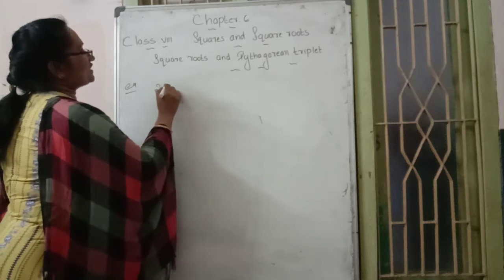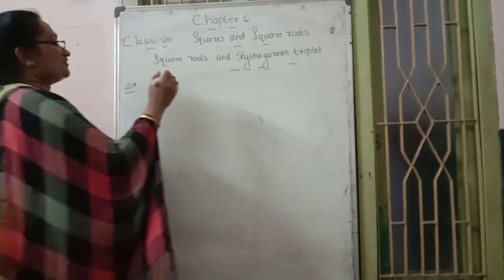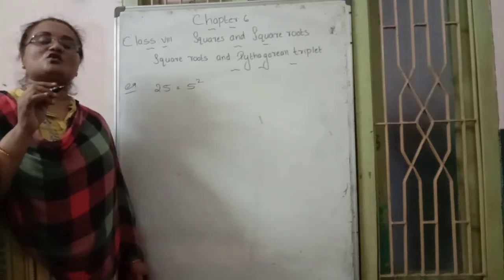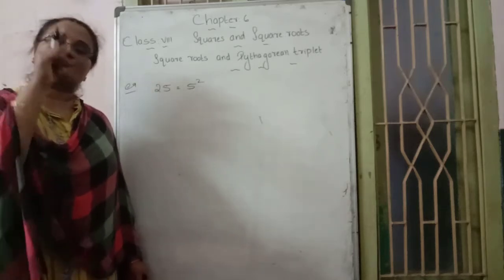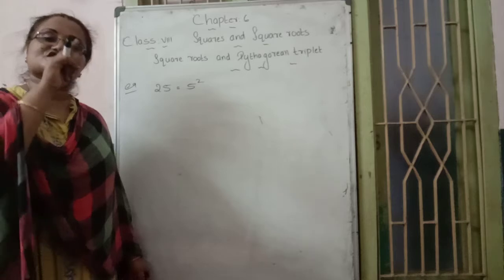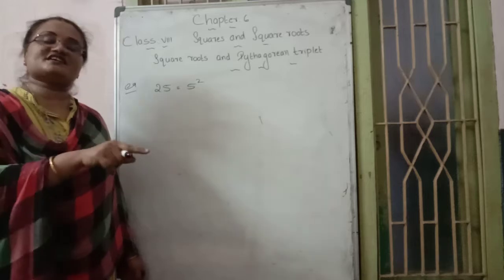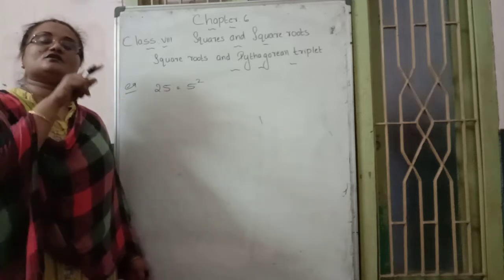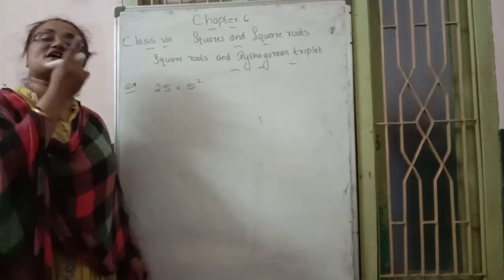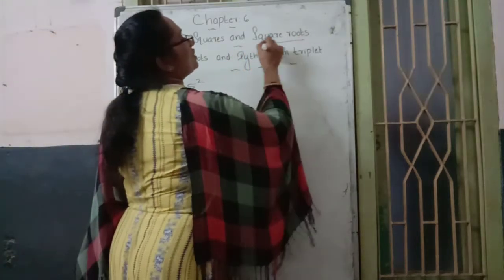Here 25 means which same number multiplied by itself gives 25. 25 is the square of 5. We can say that 25 is a square of 5. 5 is multiplied with 5, we get the answer 25. 16 is the square of 4. That means 4 is multiplied with 4, then we get 16. Next, 49 is the square of 7. That means 7 is multiplied with 7, we get 49.